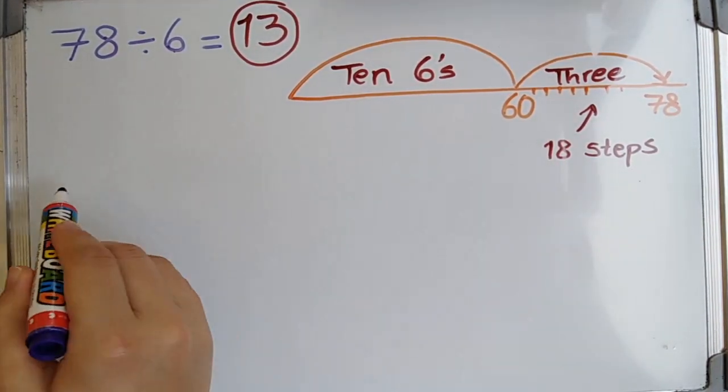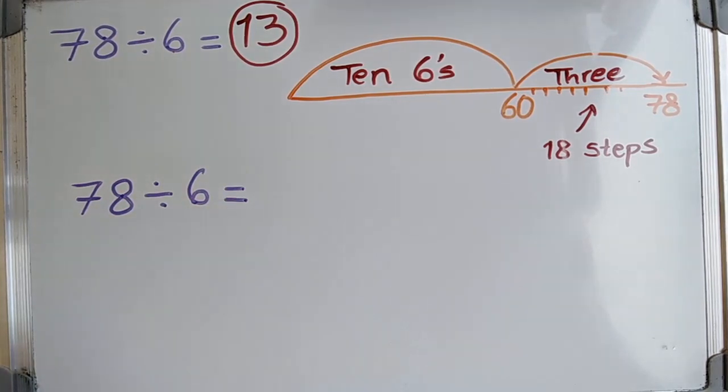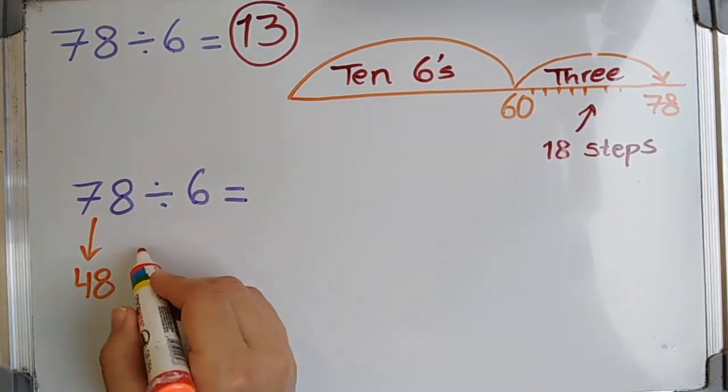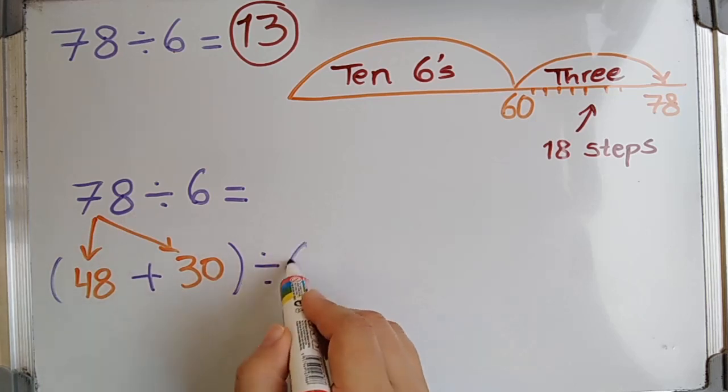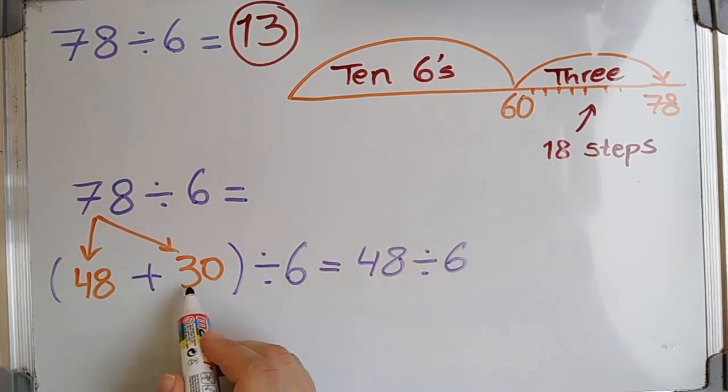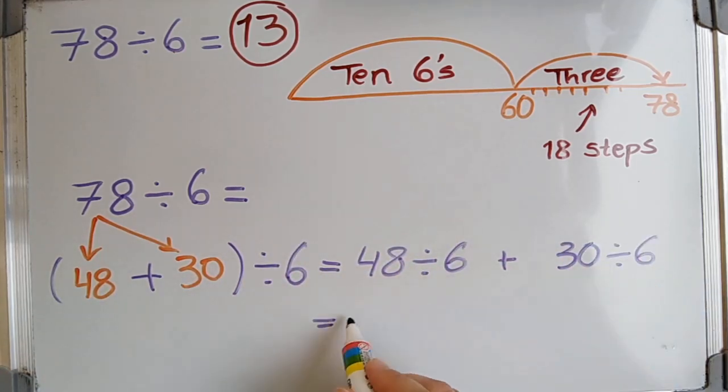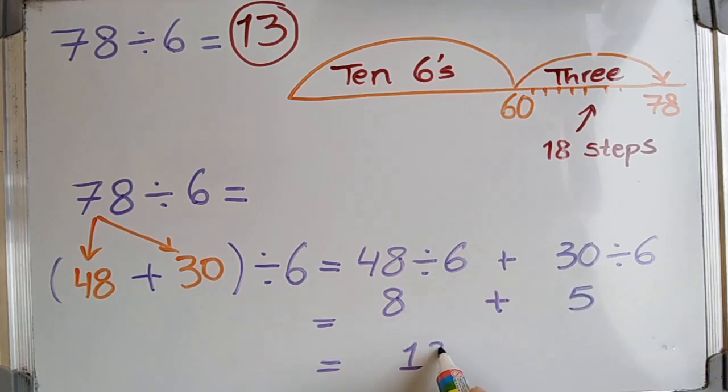Second strategy is partitioning 78 into two multiples of 6. I can partition 78 into 48 and 30. They will both add up to 78, and I can divide both by 6. What's 48 divided by 6 and 30 divided by 6? That's 8 plus 5, which is 13. So I got the same answer one more time.